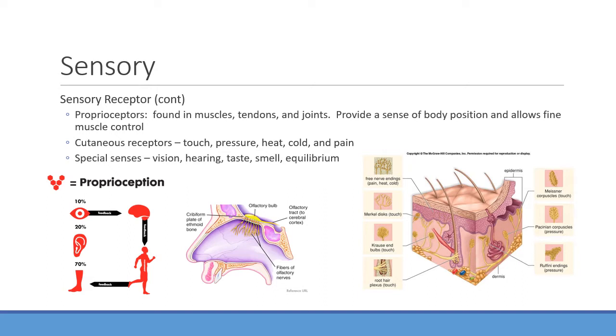We'll have our cutaneous receptors that are normally found where? In the skin, absolutely. So that's going to help us with touch, being able to feel textures, pain certainly, heat, cold, etc. And then we'll talk about our special senses later on in this section. We'll talk about vision, hearing, taste, smell, equilibrium, all that good stuff, right?